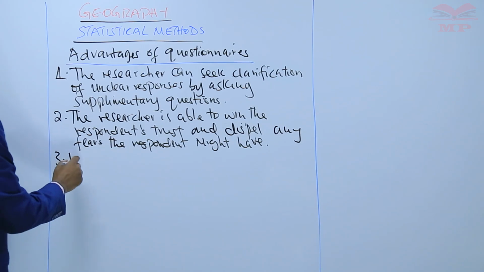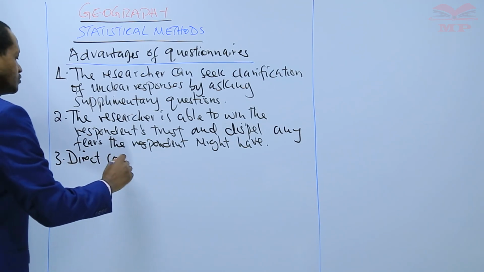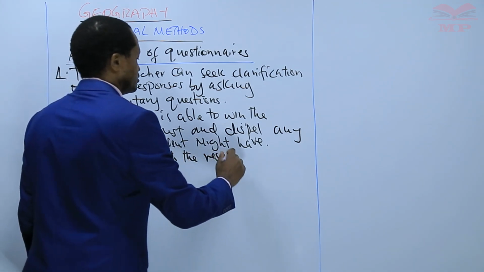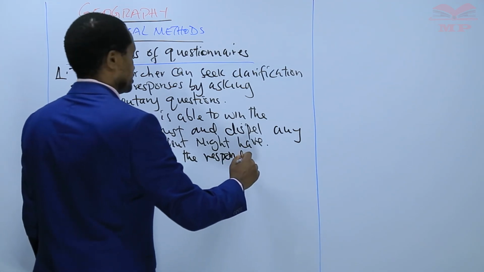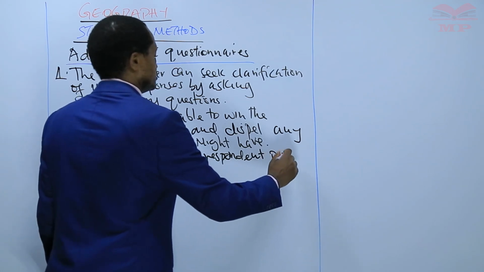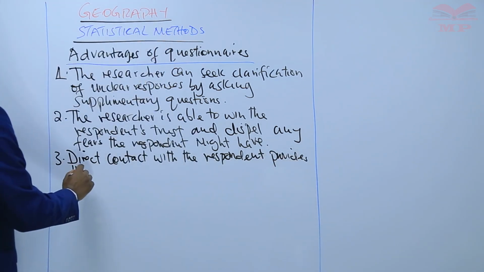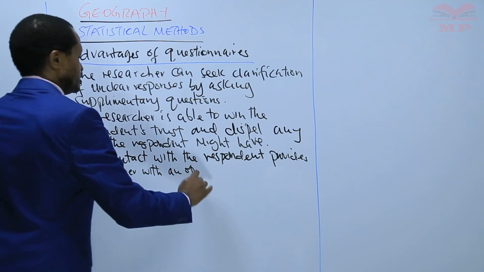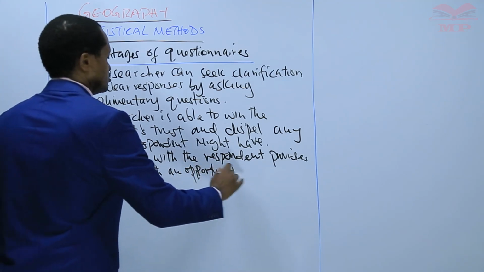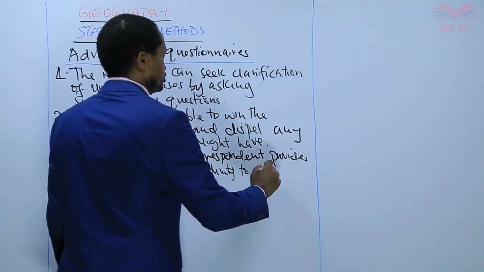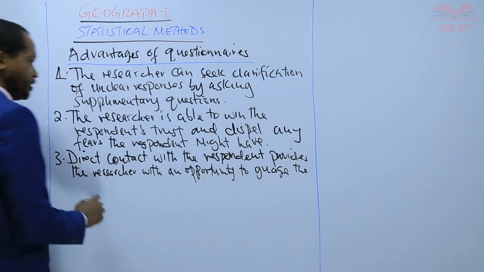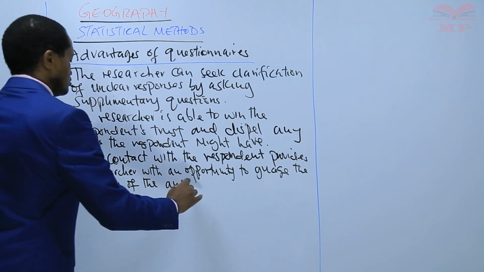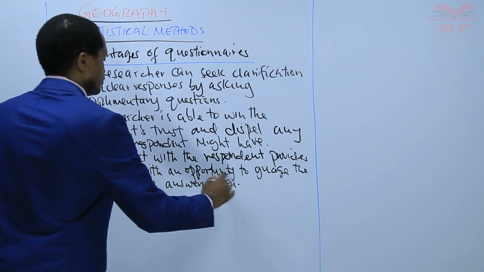Direct contact with the respondent provides the researcher with an opportunity to gauge the accuracy of the answers given.